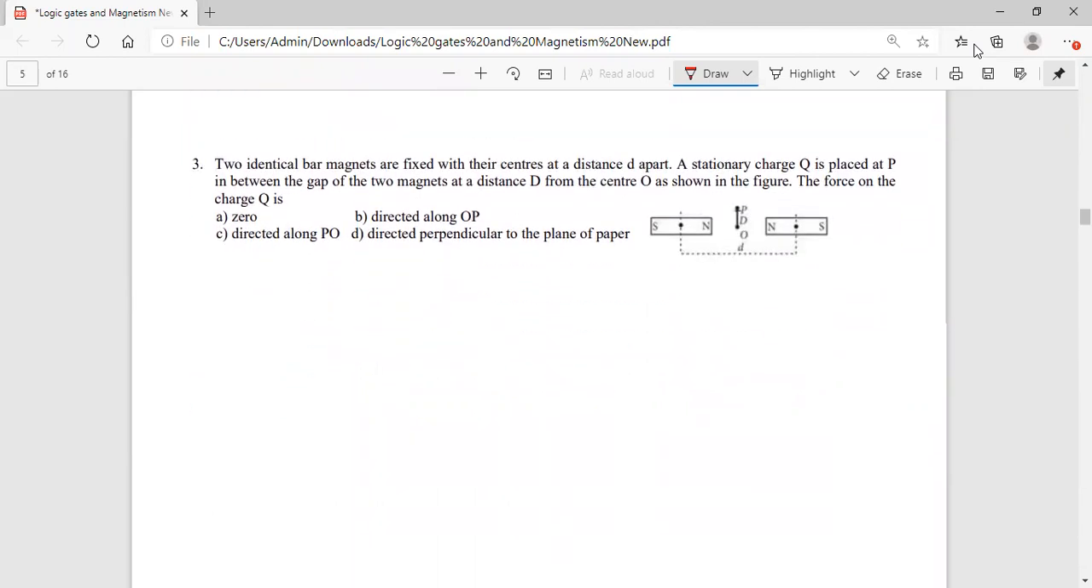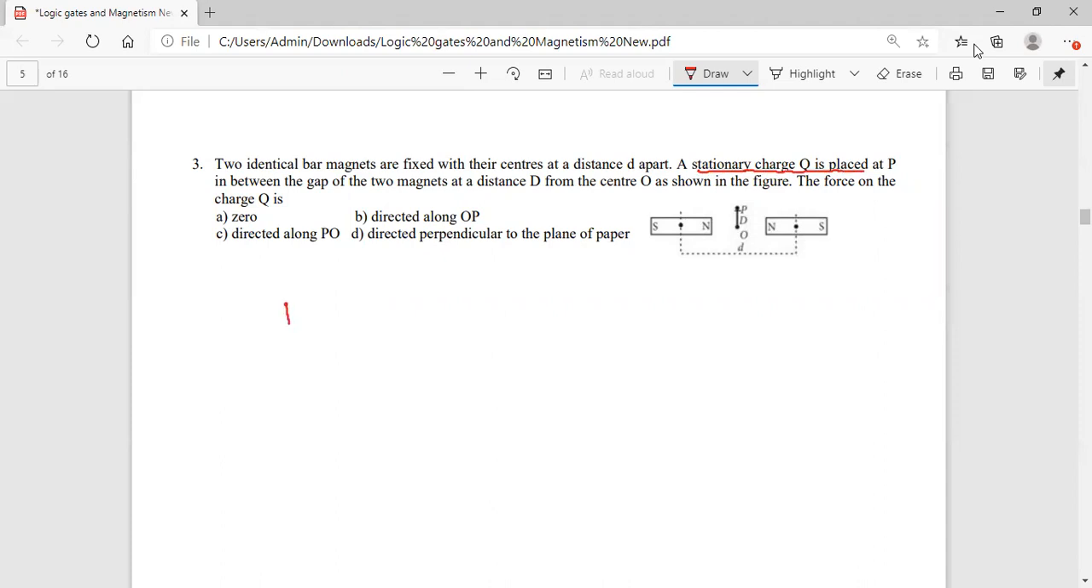Two identical bar magnets are fixed with their centers at a distance d apart. A stationary charge Q is placed at P in between the gap of the two magnets at a distance capital D from the center O as shown in the figure. The force on the charge Q is, given the information that the charge is stationary.